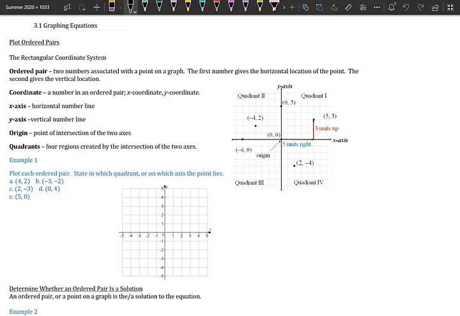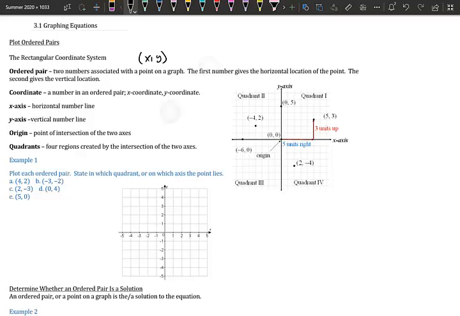3.1 Graphing Equations, Plot Ordered Pairs. The rectangular coordinate system, so we know what the coordinate plane is. That's the actual name of it: the rectangular coordinate system. So we have ordered pairs, two numbers associated with a point on the graph. The first number gives the horizontal location of the point. The second gives the vertical location of the point, also known as just x and y, right?